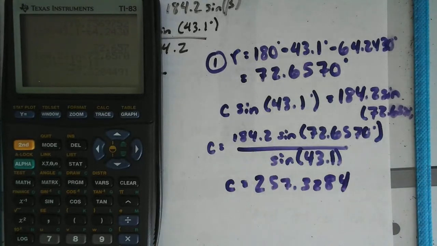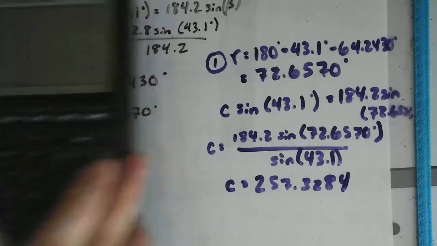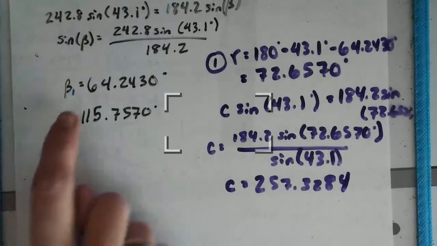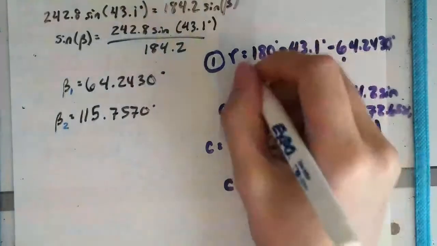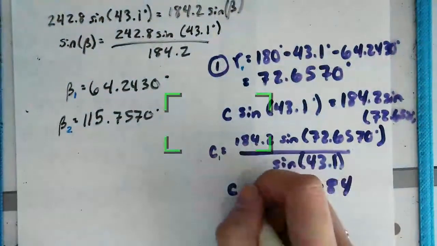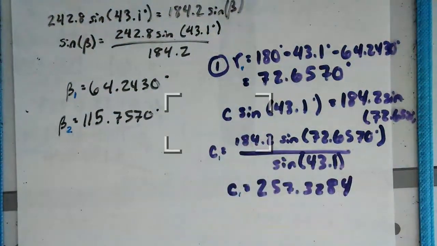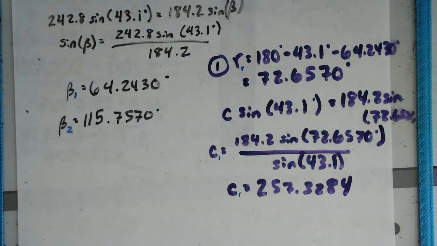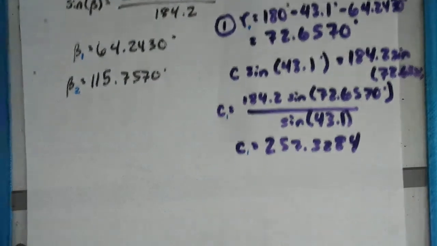I should have noted this before. This is triangle 1. So we named angle beta, beta 1. So really, this is gamma 1 and C1, because those are all just for the first possible triangle. There's another possible triangle out there that we need to find. So let's work with that one.